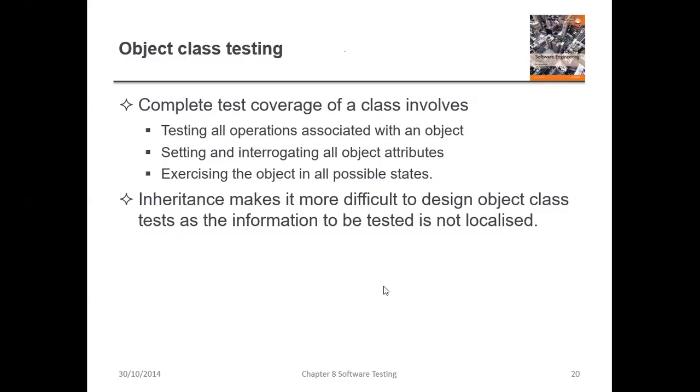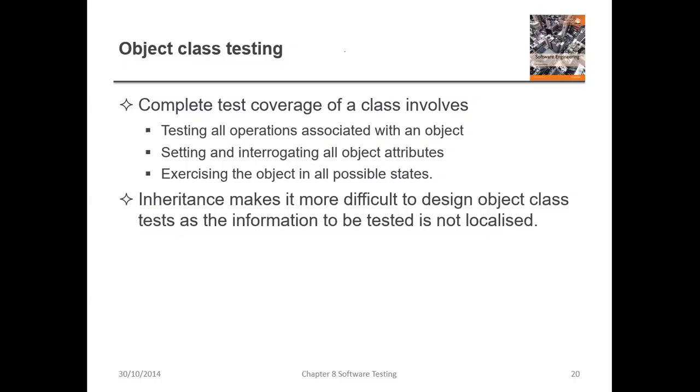All right. So when we're testing, we want to look at the various objects. So you have to create a test for all the operations that are in the class, and you set and interrogate all the object attributes, and then you exercise the objects in the various states or possible states. So what do we mean by states?